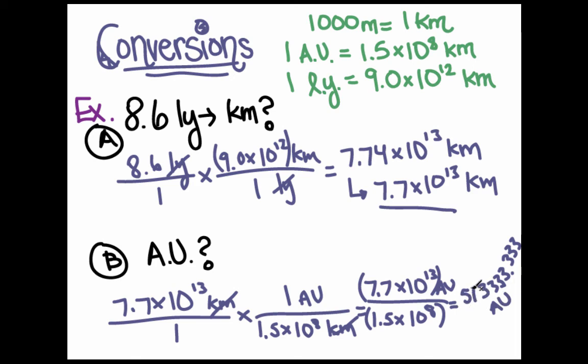However, this has 9 sig figs, and your answer should only be in 2 sig figs. So then you need to convert this whole value into 2 sig figs, and you can do that by converting it into scientific notation. So then what you would get is 5.1 times 10 to the power of 5 AU.